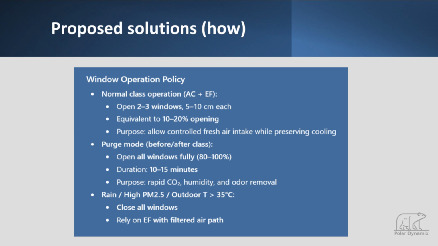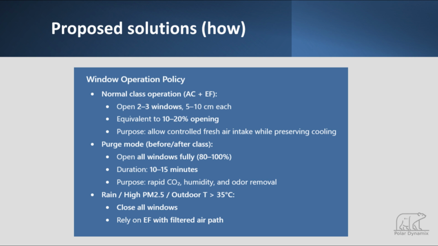During normal class operation, when air conditioning and exhaust fans are running, only 2 to 3 windows are open slightly, about 5 to 10 centimeters each. This is equivalent to roughly 10 to 20% of the total window opening. The purpose is to allow a controlled amount of fresh air to enter the room while still preserving cooling performance.